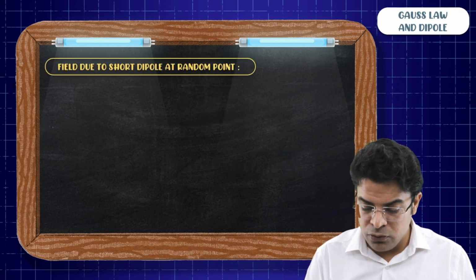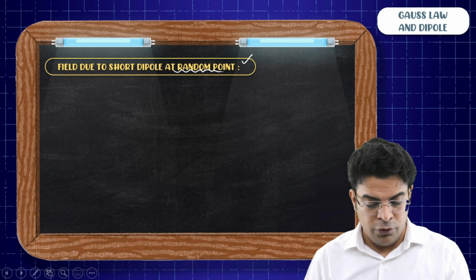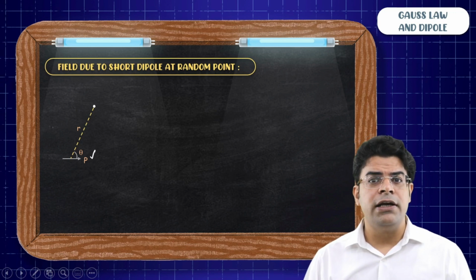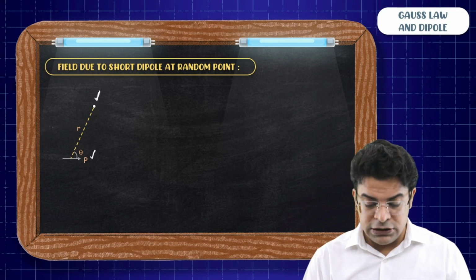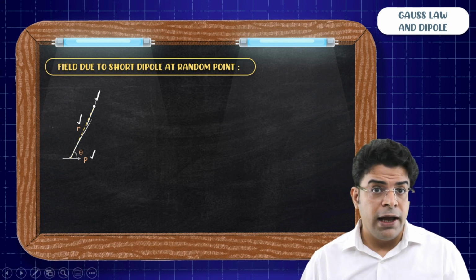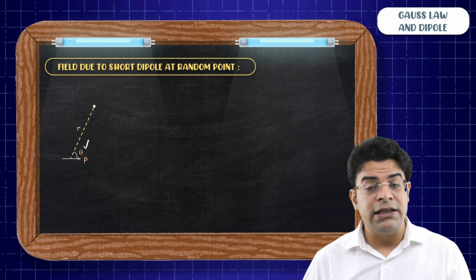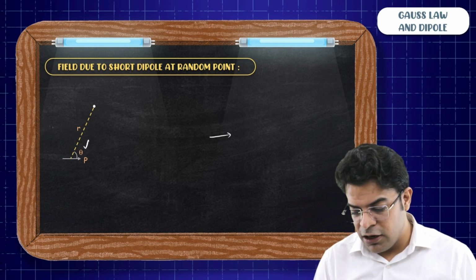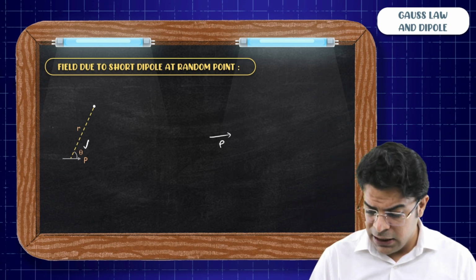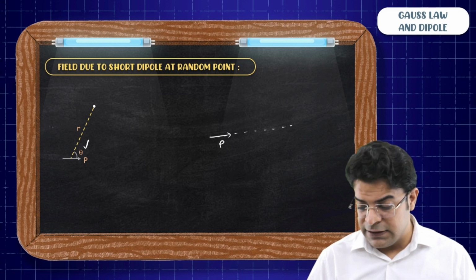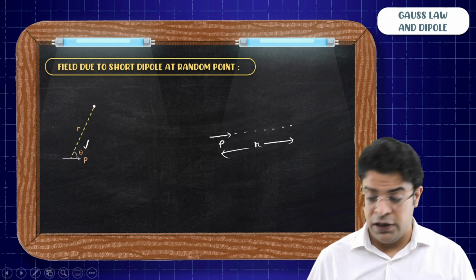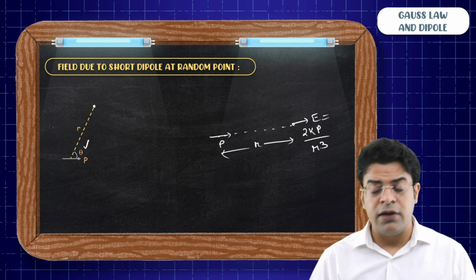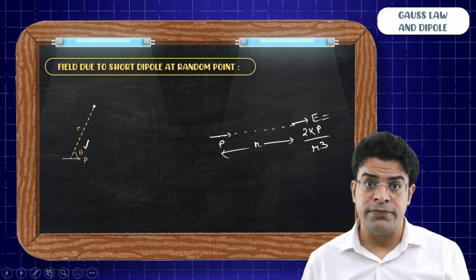Now we need to understand how to write the electric field due to a dipole at a random point. Let's say we have this dipole of dipole moment P, and we need to write the electric field at a random point whose distance from the center of dipole is r and whose position vector makes an angle theta with the direction of dipole. To answer it, just remember that if you have a dipole of dipole moment P, then at an axial point at distance r, the strength of electric field is given by 2kp by r cube, and the direction of electric field is the same as that of dipole moment.